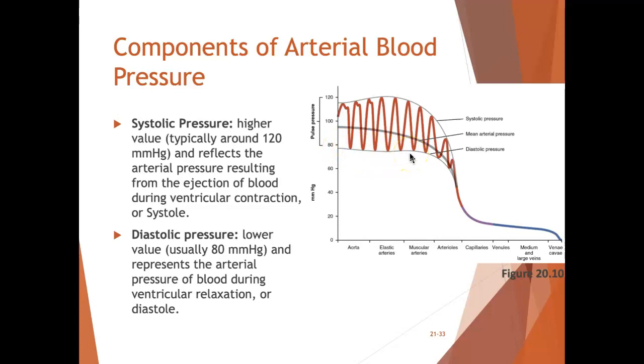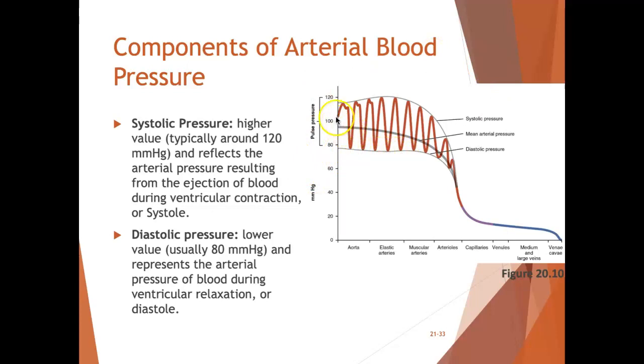Whereas the diastolic pressure is our lower value. Typically we want this to be around 80 millimeters of mercury, and it is represented by the arterial pressure of the blood when the ventricles of the heart are relaxing. Of course this isn't going to go down to 0 because we still have pressure that exists pushing that blood flow through the vessels.